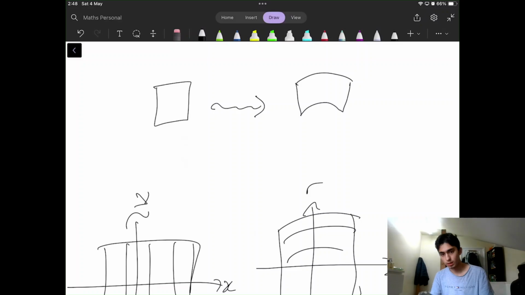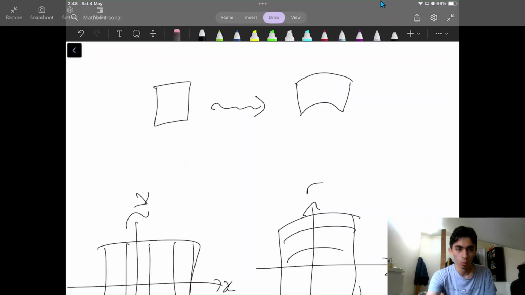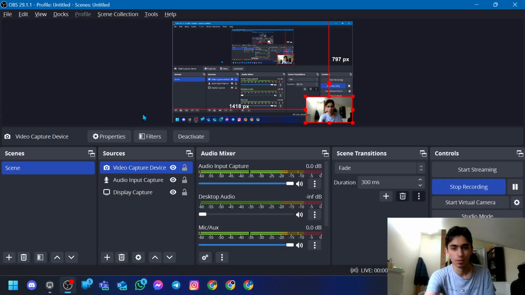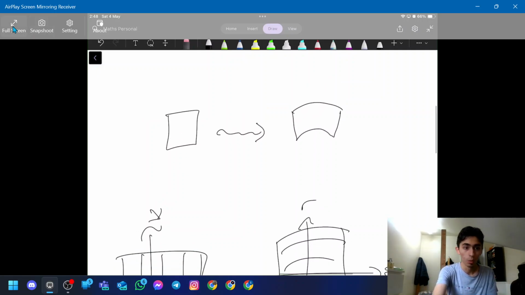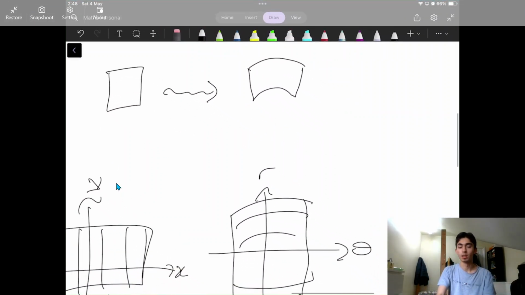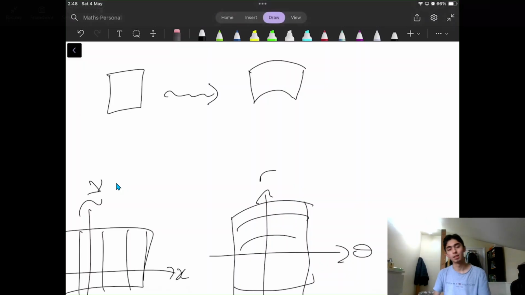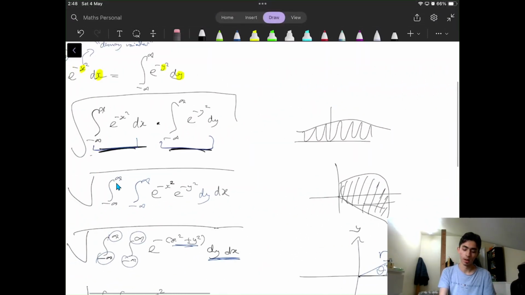And the issue with doing this is that each individual rectangle piece is being mapped onto each individual curved piece, so there's going to be a warping or distortion factor.